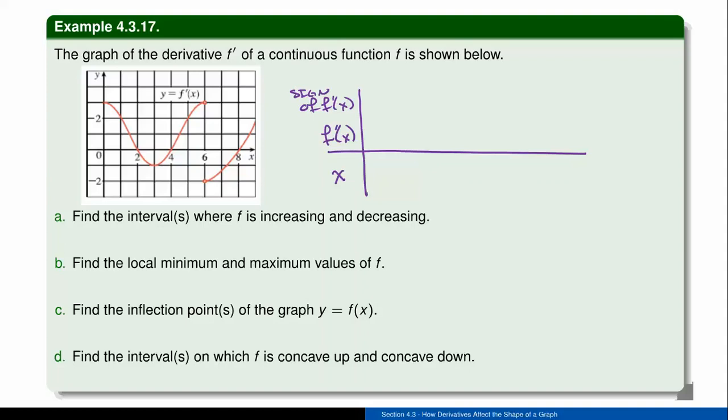All right, so in this example, we're actually going to change gears just a little bit. I'm still going to be looking at answering this question about where a function is increasing, where it is decreasing, use that information to identify some local maxes and mins, and then ultimately look for the question about where this function is going to have a point of inflection, as well as where it is going to be concave up as well as concave down.